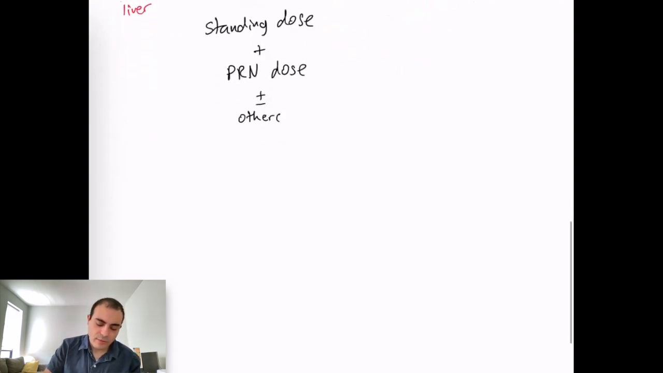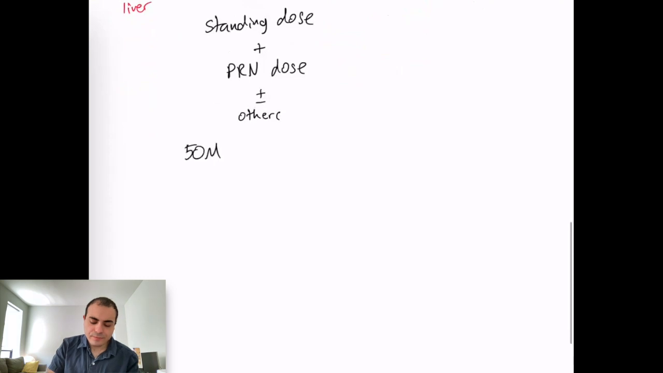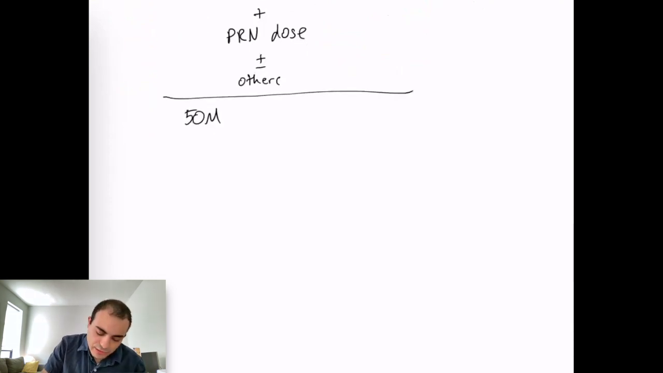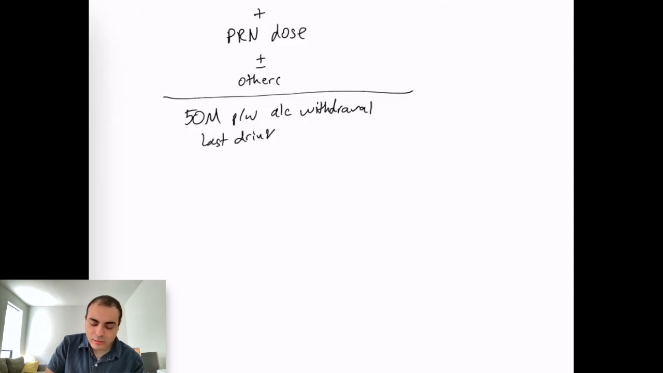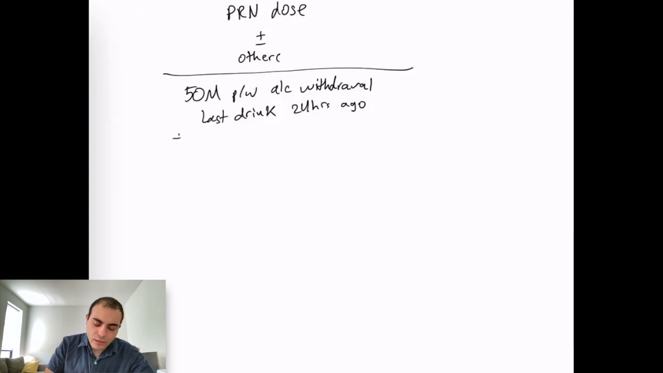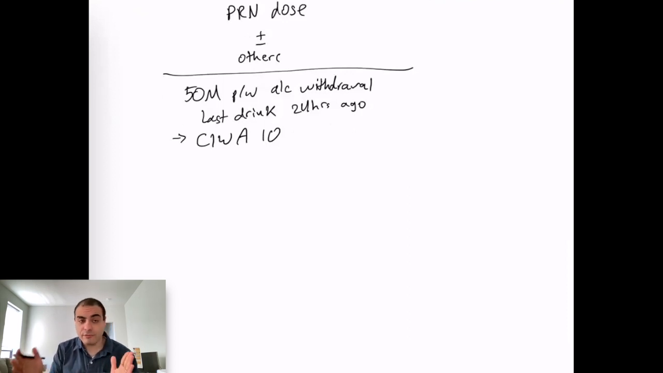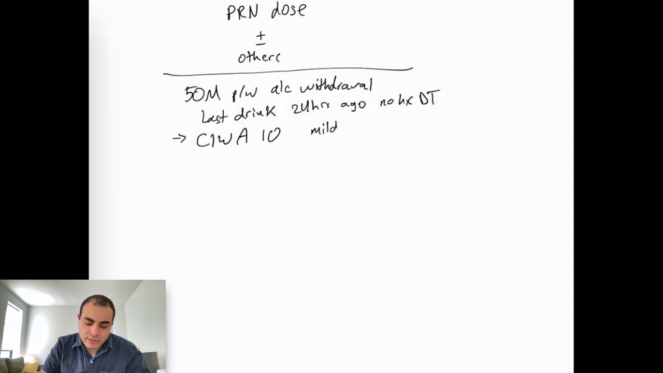So let's give an example. Let's say it's a 50-year-old male, okay, who presents with alcohol withdrawal, okay? Just make it easy. And then last drink was 24 hours ago. Okay, so he walks into the ER, and in the ER, the CIWA was 10. 10 meaning, you know, it's not really 20, but it's not far away from 14, 15, where the risk starts going up. So he's not really at risk of DT, and no history of DT. So you can consider them mild to moderate alcohol withdrawal. Okay, so this is kind of mild, moderate withdrawal.